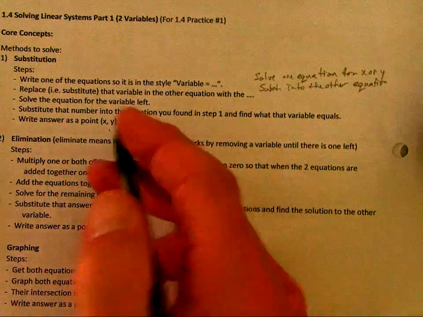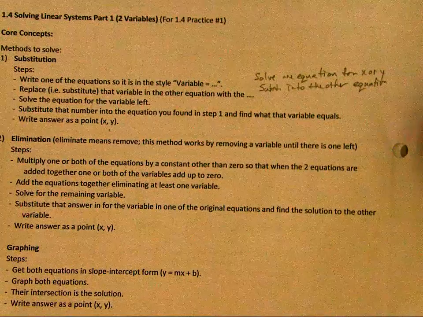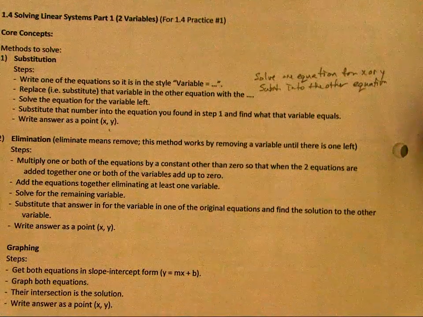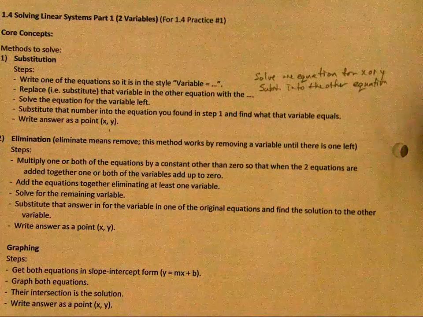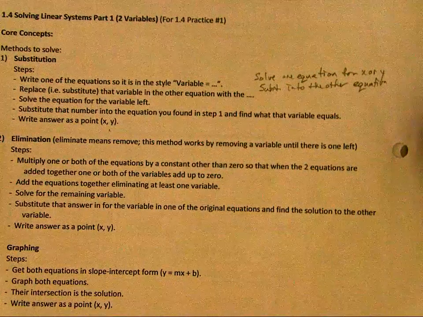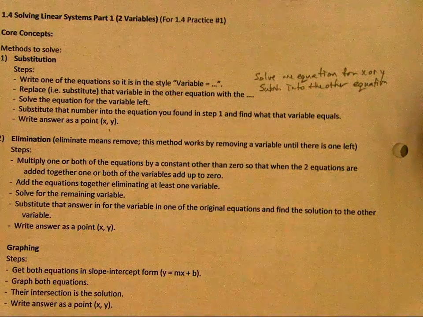If it ever works out that you get like 0 equals some other number, so that it's not true, that means it has no solution. So the two lines do not intersect. If you substitute in and you get like 5 equals 5 or 0 equals 0, that means the two are the same line.